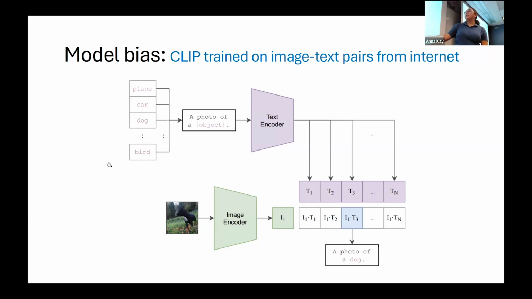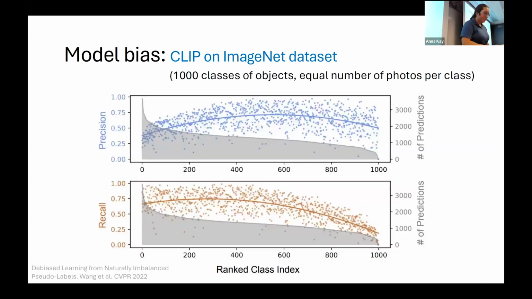We have the name of the class here. We turn it into a sentence, "a photo of a blank." We pass it through the text encoder and we have some representation or feature for the text. We also have the similar thing for the image, and we pass the image through a network that creates an embedding or a feature for the image. And then we look at the similarity between the text and the image, and whichever similarity is bigger, that's the class that we want to assign this image to.